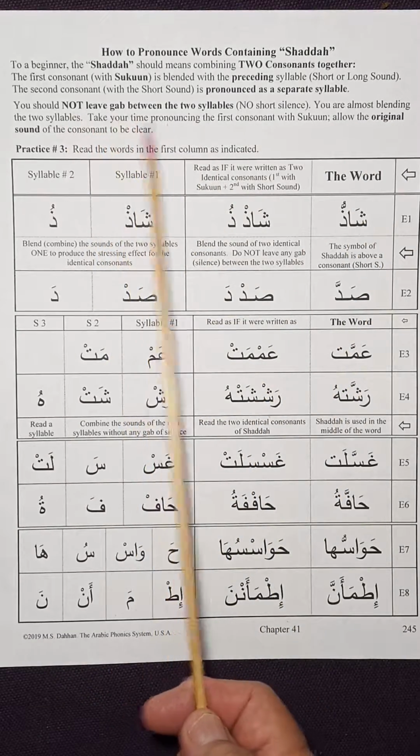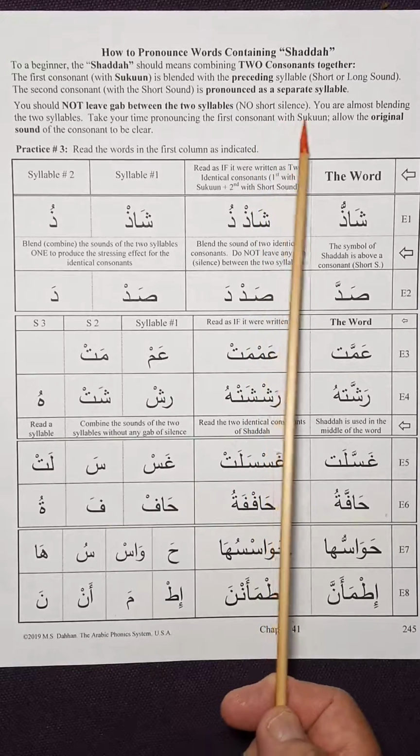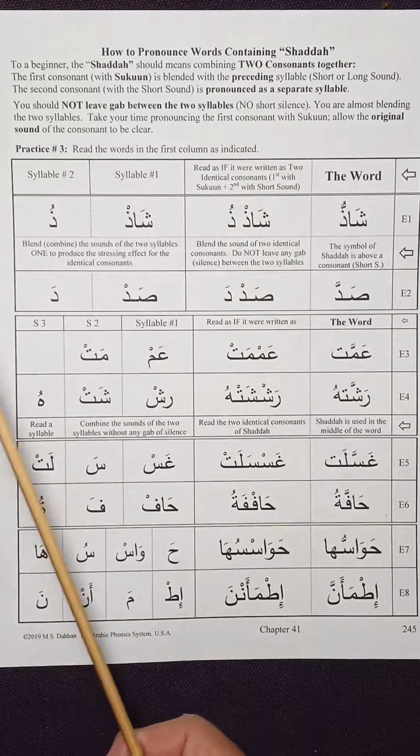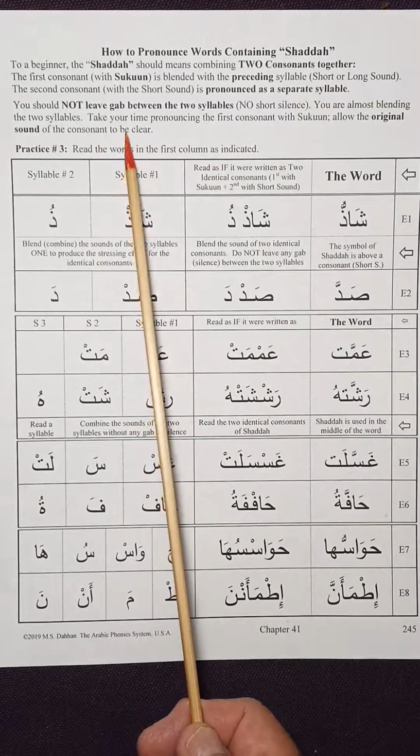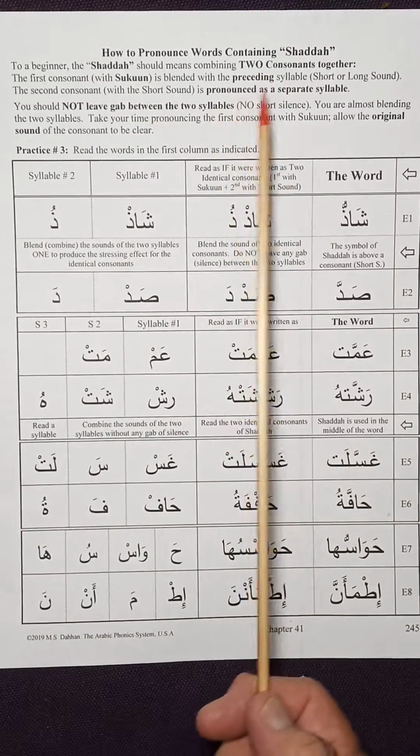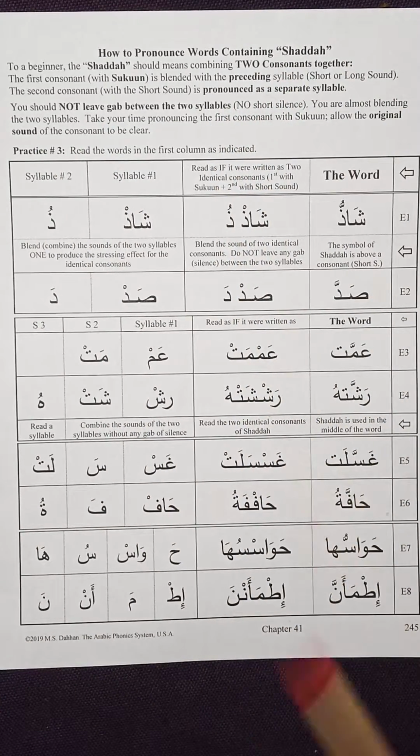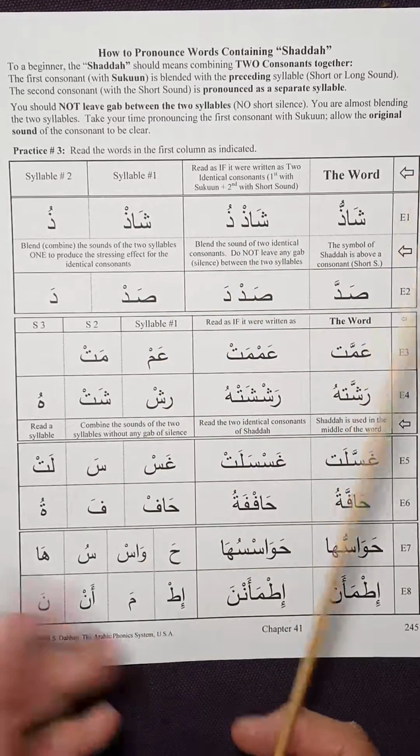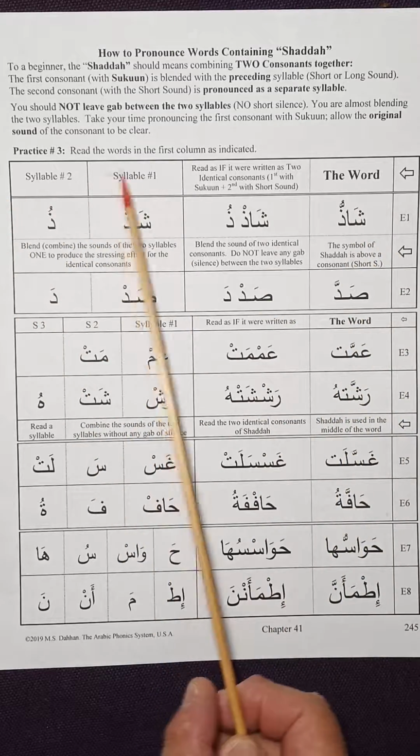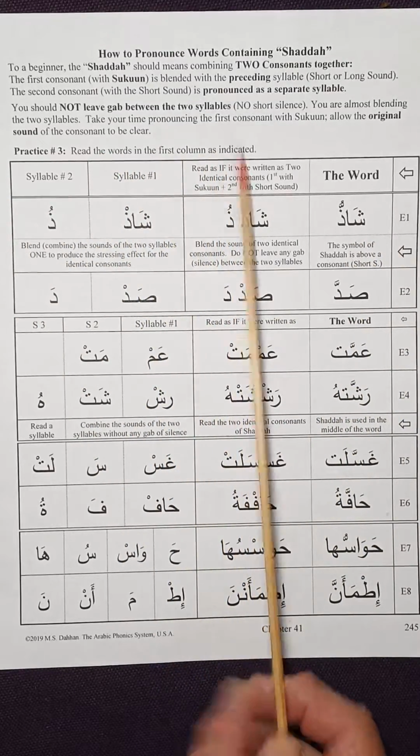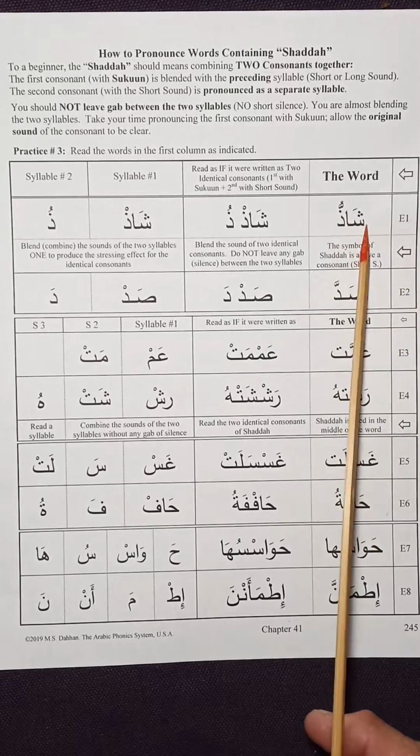Okay, so take your time pronouncing the first consonant, the one with sukoon, so it will allow the original sound of the consonant to be clear, to be heard. You remember, every time you see sukoon, take your time pronouncing it. Don't just rush it, because it's very short, very hard to pronounce. Read the word in the first column as indicated. All right, so here we go. That's the word.